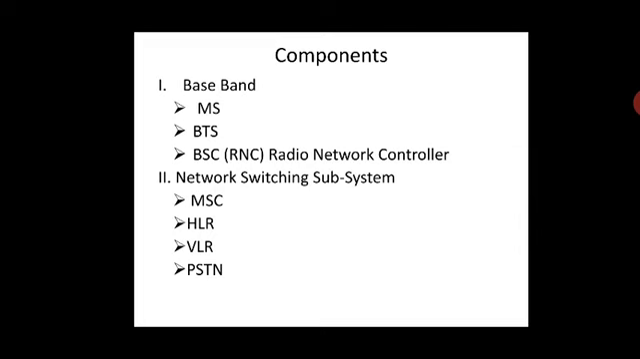HLR is nothing but a home location register. Each user belongs to one of the registers, which is called a home location register. All his personal data related to location and authentication, all the corresponding data, will be stored in the HLR. For one subscriber there will be one HLR. There cannot be multiple HLRs.